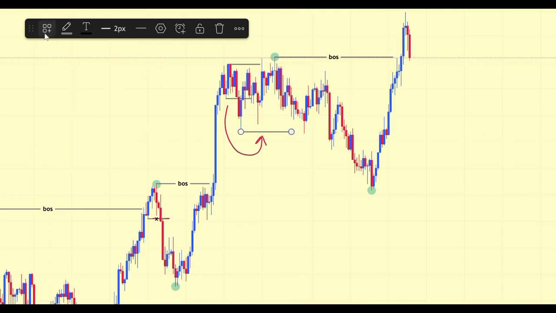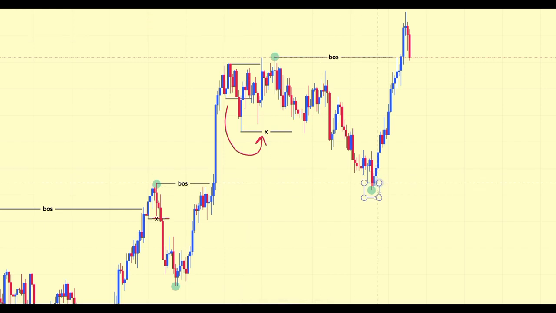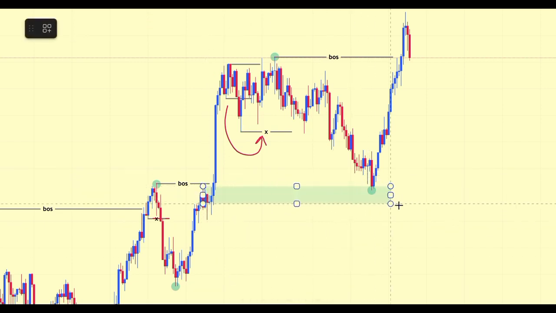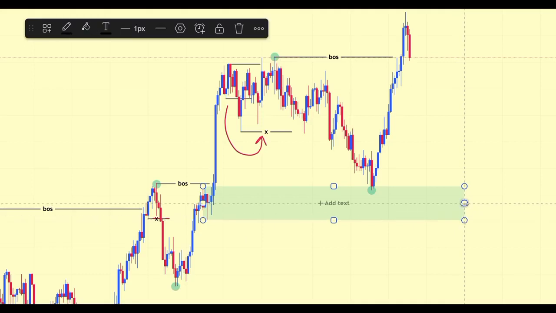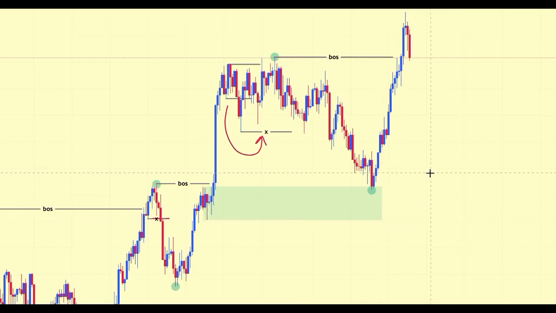This one here was our recently formed valid pullback low that price took, and you can clearly see the reversal was after price has mitigated this order flow exactly right here. So don't worry about the POIs, we'll be getting there, but for now we are just marking the market structure.